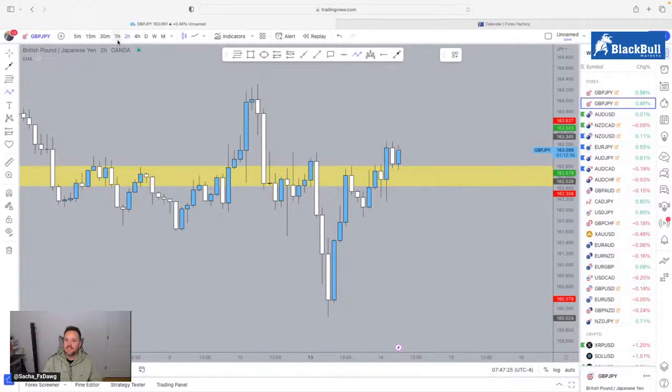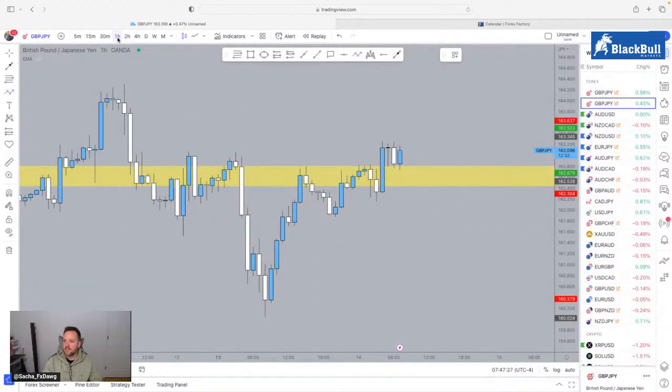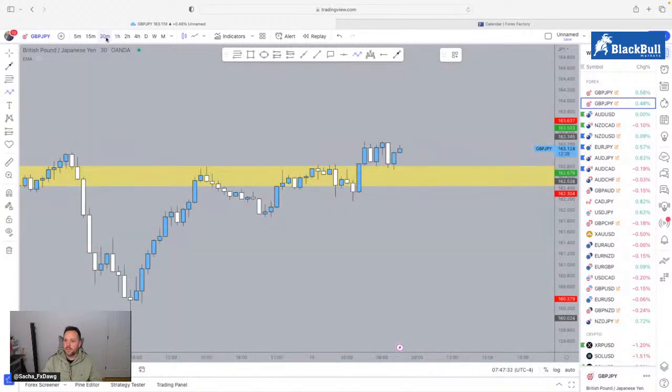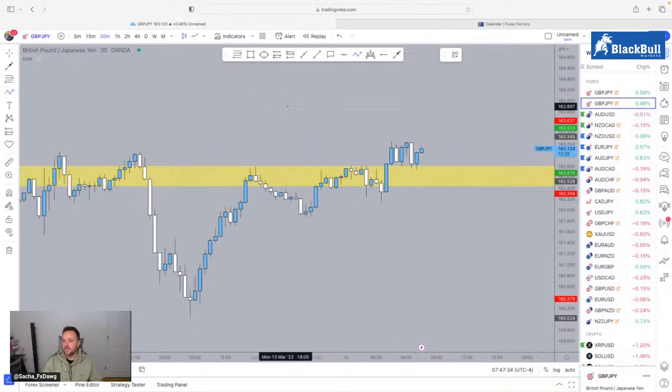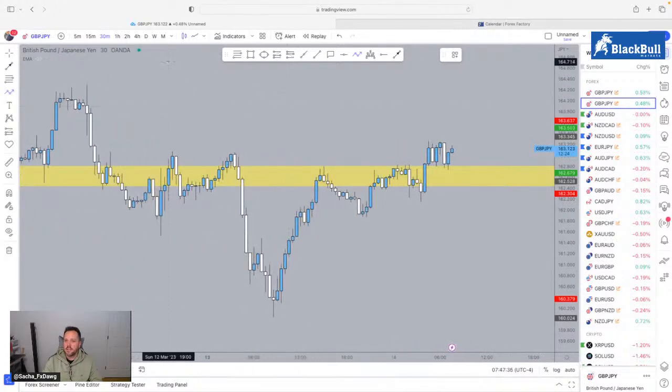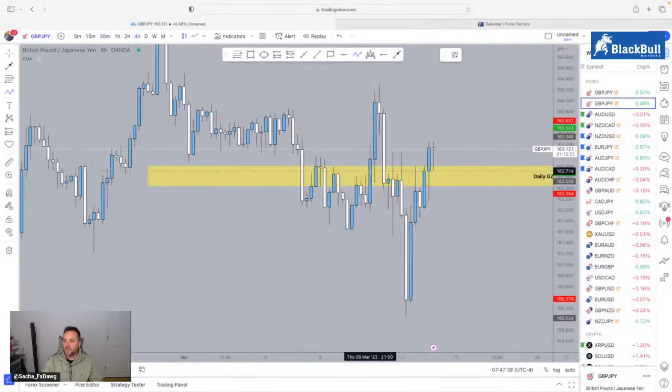What the hell? Okay. So 1 hour is also bullish. 30-minute is bullish. So everything is bullish. So I'm not gonna try to sell, right? So now let's talk about the swing perspective.